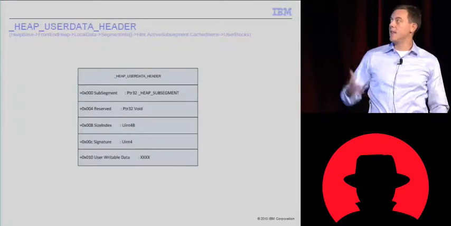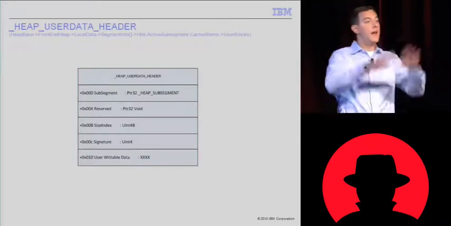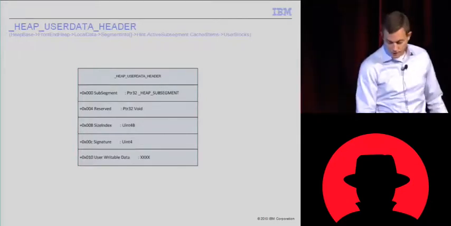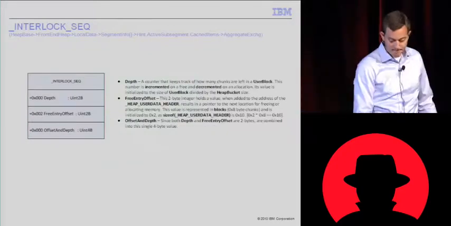And as you see, this is the heap user data header. It's a simple 16-byte structure and then the big block of memory that we're going to use. The interlock sequence, as I said, keeps track of depth and offset.